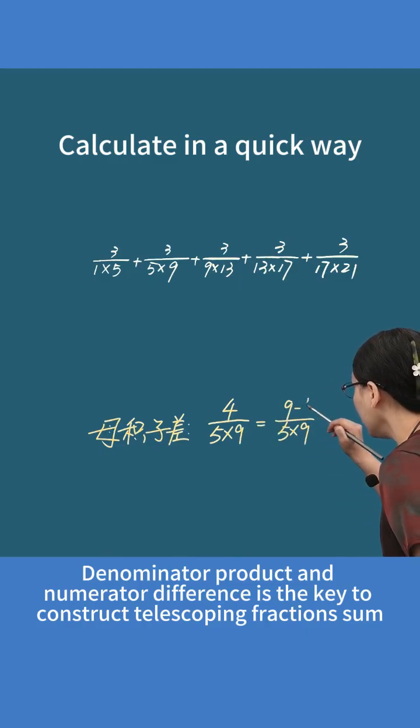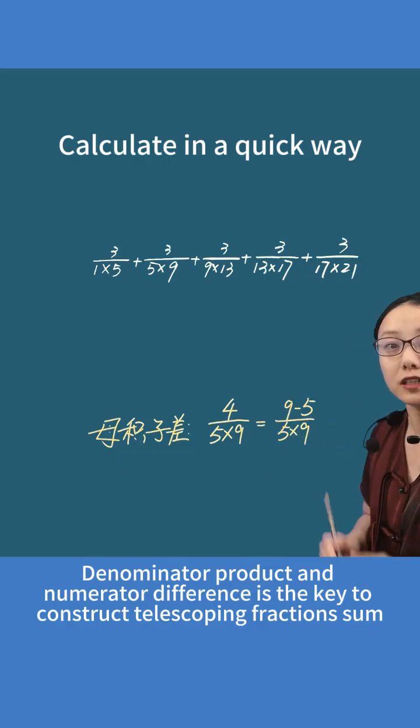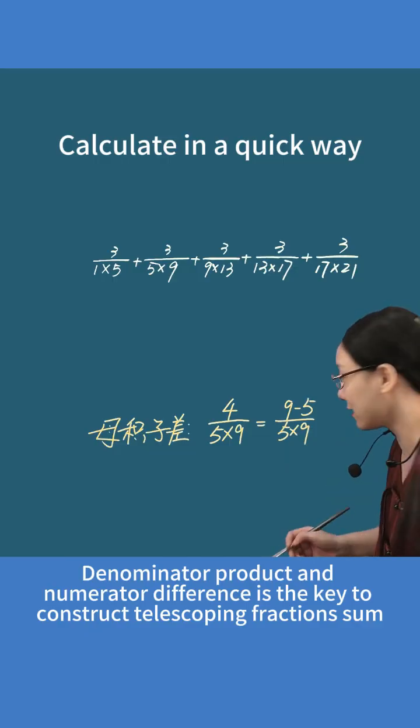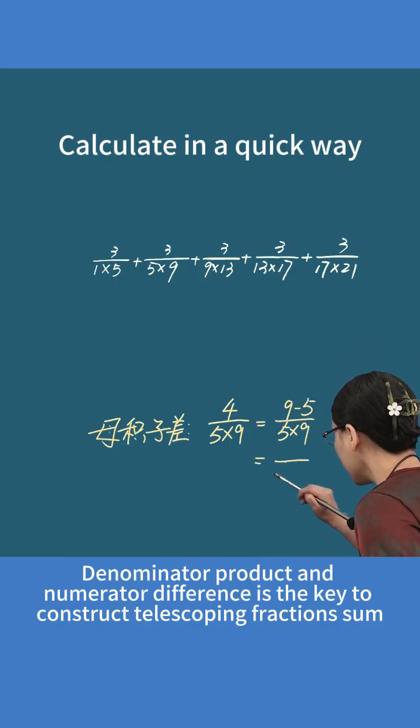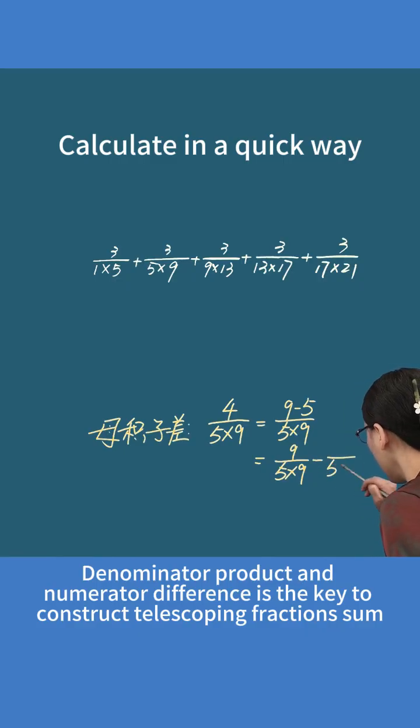Next, let's break it down a bit further into the form of two fractions being subtracted from each other. Look, that would be 9 over 5 times 9 minus 5 over 5 times 9, right? This way, you can more clearly see how the original expression is split into two separate fractional terms.